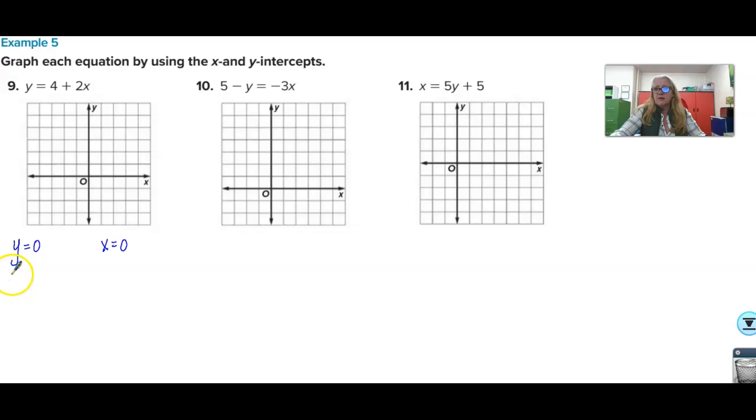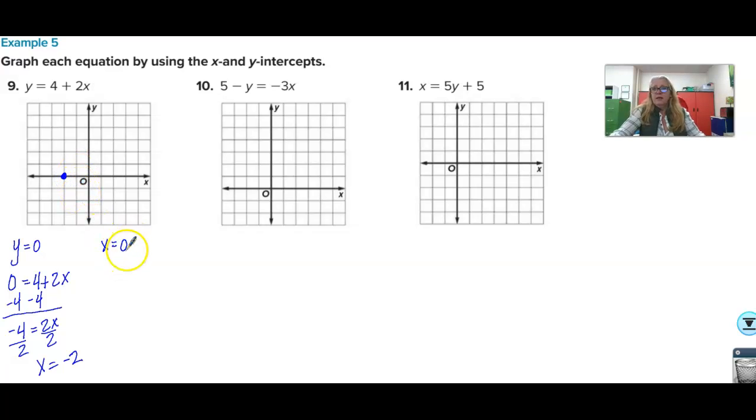If y is 0, then we have the equation 0 equals 4 plus 2x. We want to solve for x, so subtract 4 from both sides. It gives us negative 4 equals 2x. And then divide both sides by 2, and we get x equals negative 2. So when y is 0, x is negative 2. So the x-intercept is negative 2.